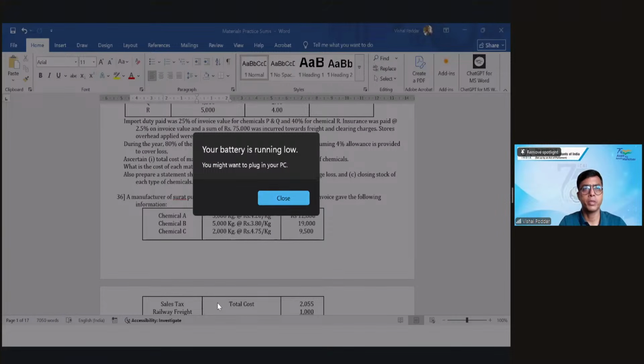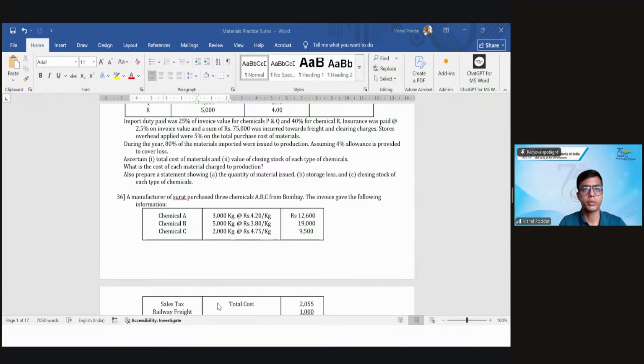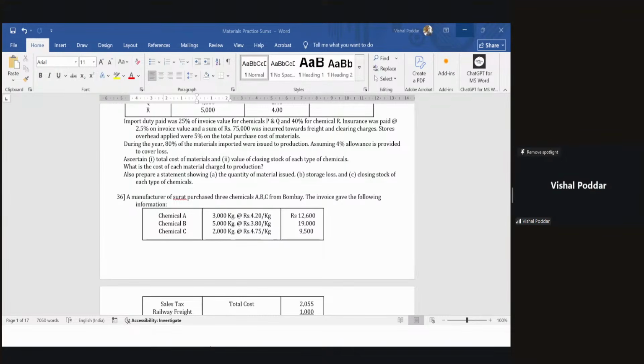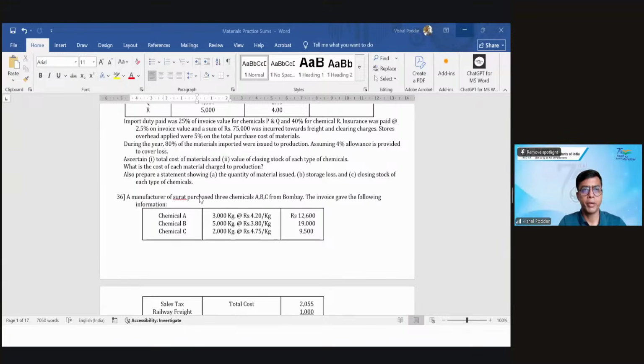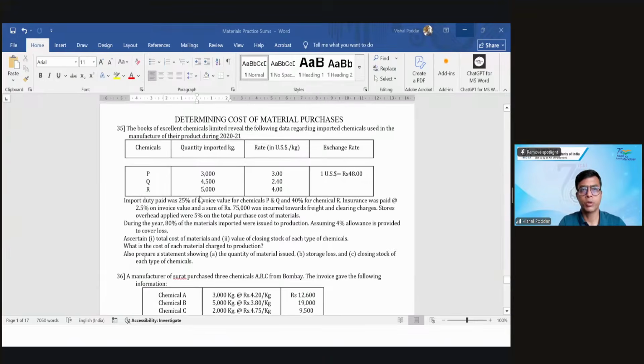1 second. My PC is showing below. 1 second, students. Just 1 minute. I will plug in the charger. Students, in the meantime, you just take a screenshot of this question 35 and start reading the question. I'll just plug in the charger.